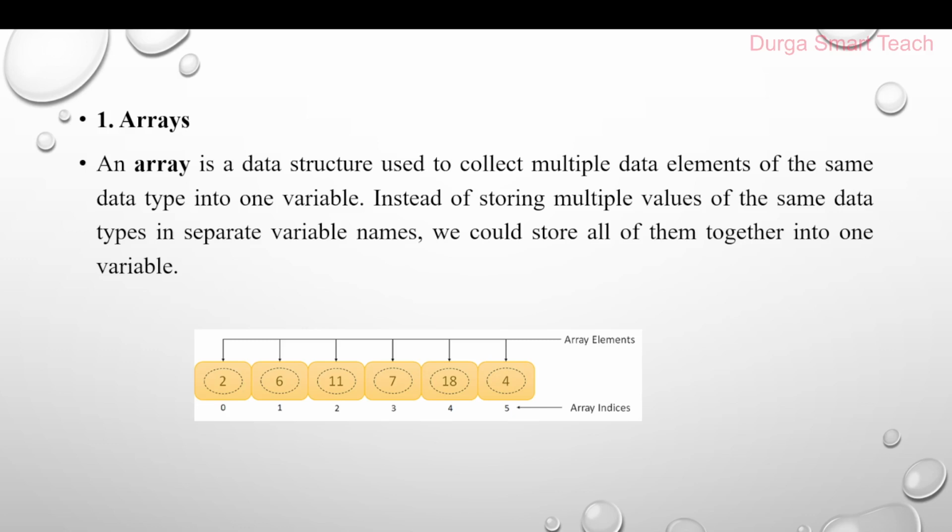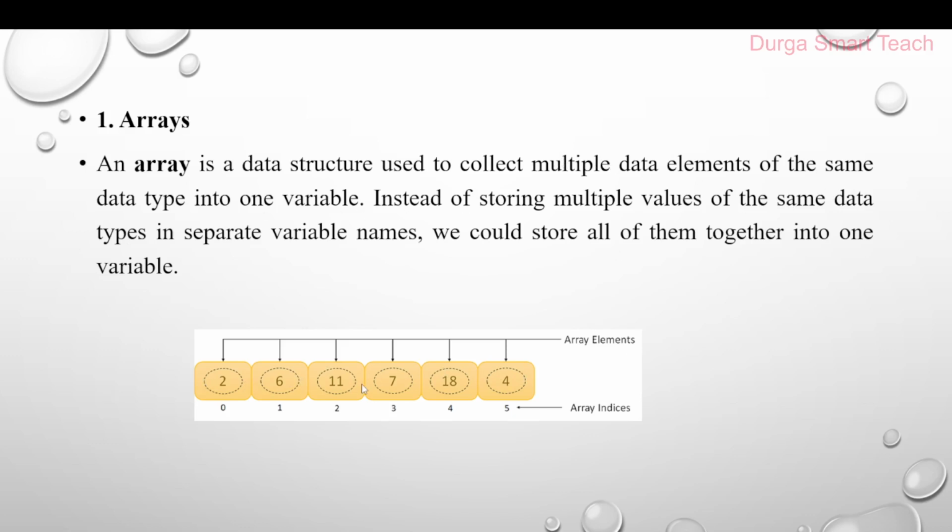Okay, so instead of using 5 variables, we can use only one variable to store all 5 values. That means a is equal to 10, 20, 30, 40, 50. We can store all these values in a single variable. If you observe, these are similar data items. All of these come under the integer data type. So an array is used to store only similar data items.